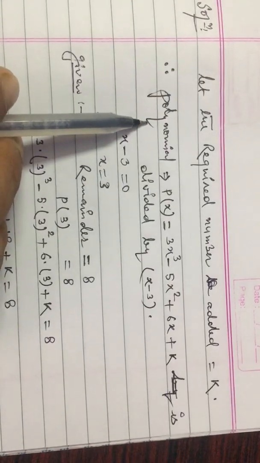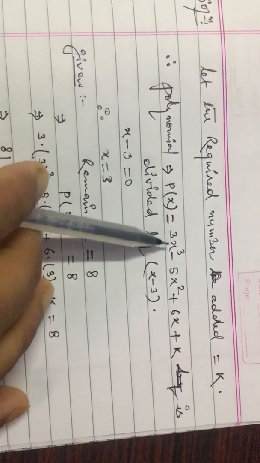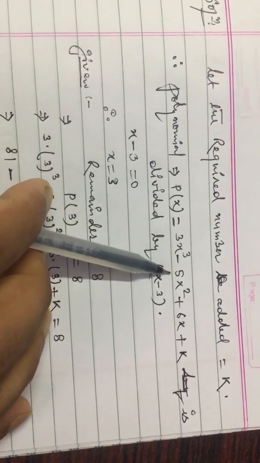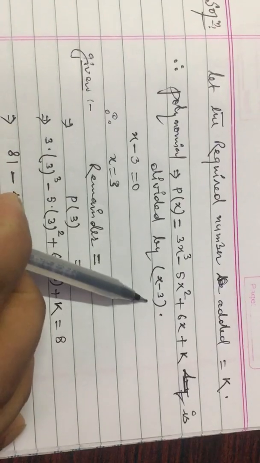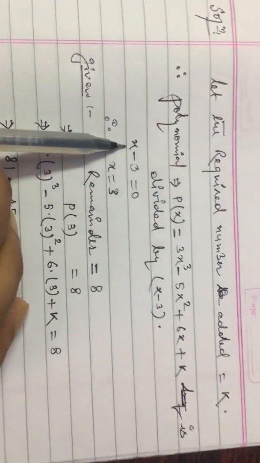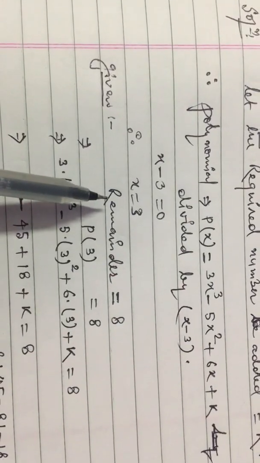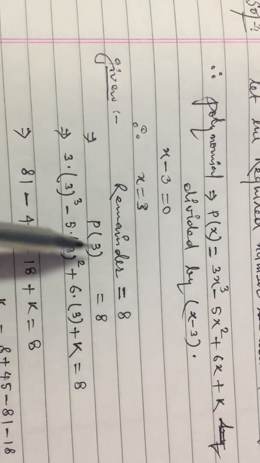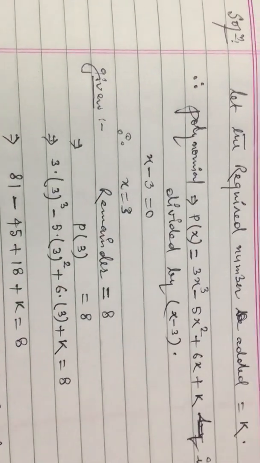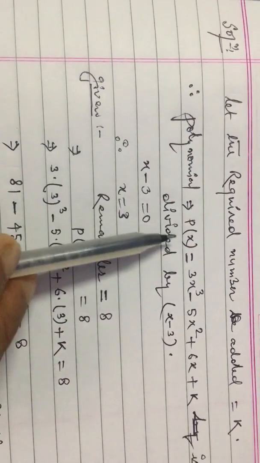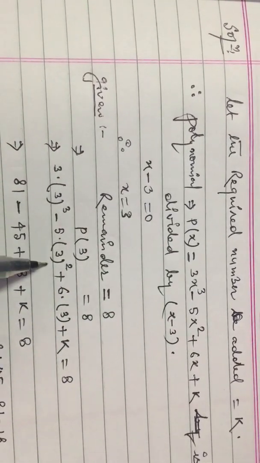Therefore after adding the required number, the polynomial p(x) is equal to 3x cube minus 5x square plus 6x plus k, which is divided by x minus 3. So find the zero of x minus 3, that is x is equal to 3. In the question it is given that the remainder is equal to 8. So p(3) is equal to 8. Now substitute the value 3 everywhere.